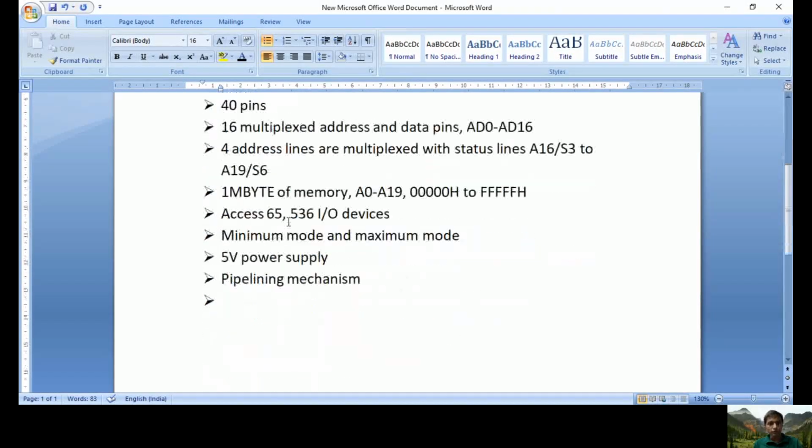But because of the pipelining mechanism, in the 8086, fetching and execution are done simultaneously. The bus interfacing unit will fetch the instructions, and during this time, the execution unit will execute the previously fetched instructions. For example, one instruction is already fetched, that instruction enters the execution unit and executes, and during this time the bus interfacing unit will fetch the next instruction. Because of that, it takes less time to execute all the instructions. That's the advantage of the pipelining mechanism.